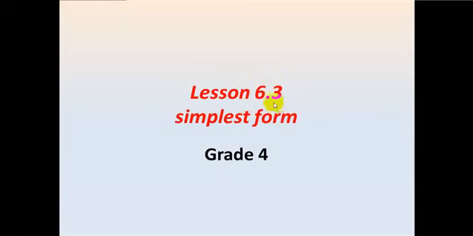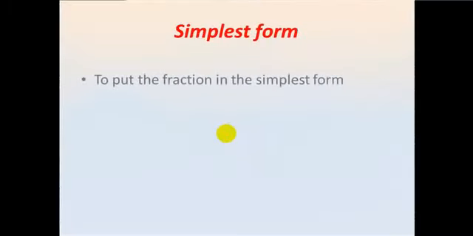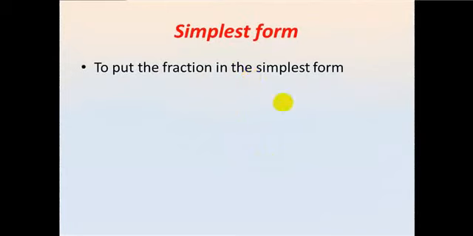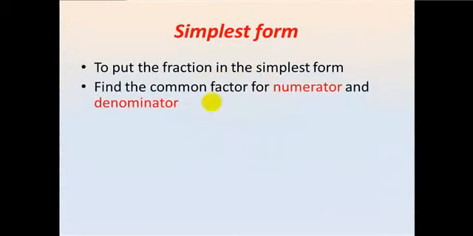Now we take lesson 3, simplest form. I want to put the fraction in the simplest form. How do we do it? To put the fraction in the simplest form, find the common factor for numerator and denominator. Find the common factor between the number in the top and the number in the bottom.